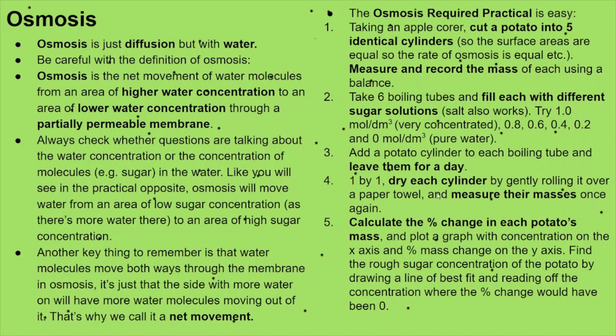That could be a question when they ask you about accuracy of this. Have you got all the water off? Is that affecting the end result of the mass when you measure it? And now the final thing to do is, because the identical cylinders might have slightly different masses, calculating the percentage change in mass, and then you can plot a graph with concentration on the x-axis, percentage mass change on the y-axis, and you can use this to find the sugar concentration of the potato roughly by drawing a line of best fit and reading off the concentration where the percentage change would have been 0.